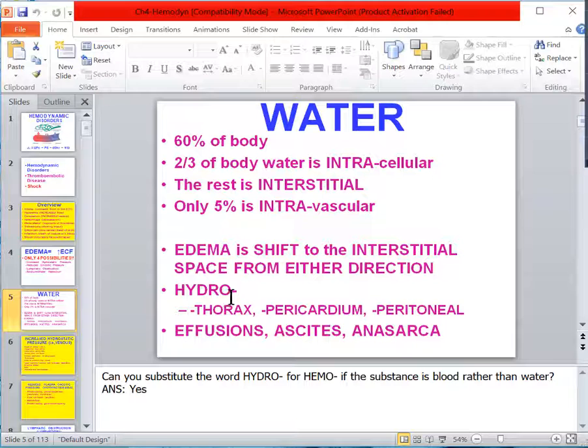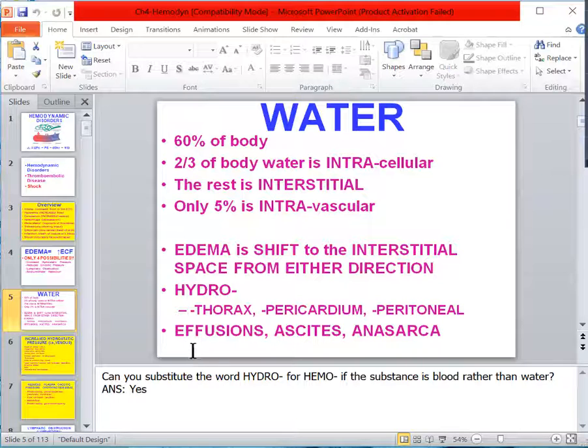Another definition: if you have increased fluid in the thorax or in the pleural cavity, that would be called hydrothorax, or most people would probably call it a pleural effusion, okay? If you take that other mesothelial lined space called the pericardium, if you have increased fluid there, that would be called hydropericardium, or most people would call it a pericardial effusion. Similarly, the third mesothelial lined body space, the peritoneum, an increase of fluid or water there would be called hydroperitoneum, but nobody calls it that either. They all call it ascites.